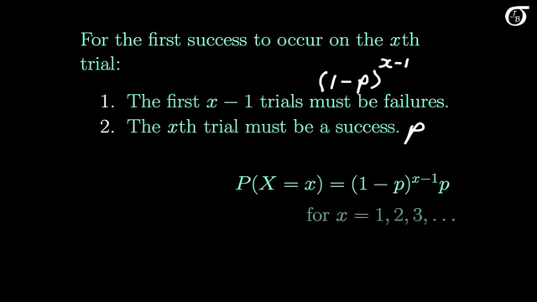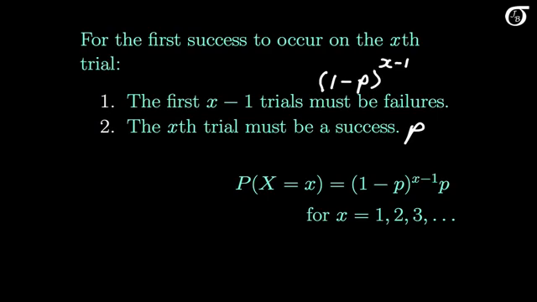What values can the random variable x take on? We could get a success on the first trial, so x could equal 1. We could get a failure and then a success, so x could equal 2, and so on. There is no upper bound on the values x can take on.